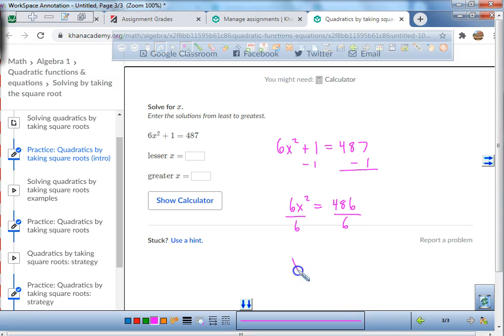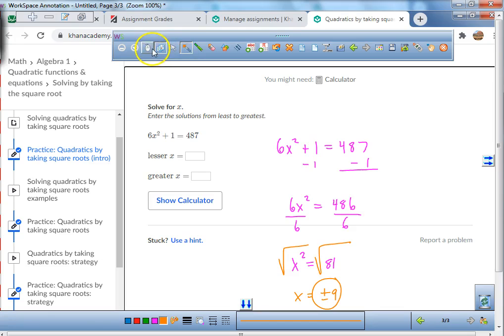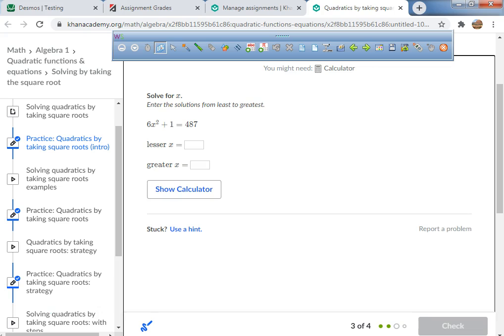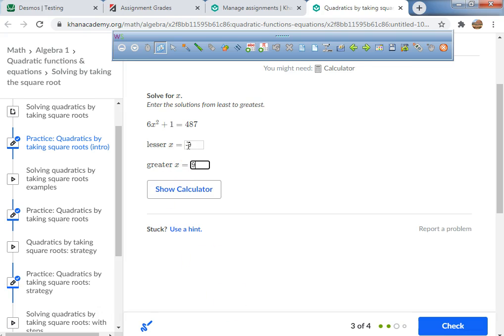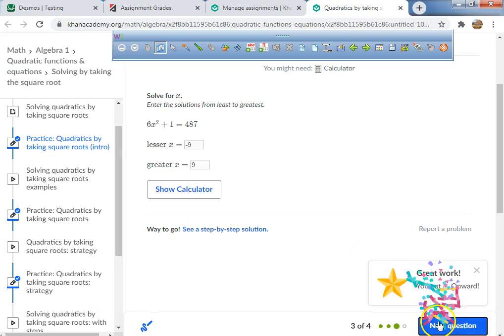All right, so we get x squared equals 81. And the final step, what do I do? Take the square root, and I get x equals plus or minus 9. So I'm going to put a negative 9 here and a positive 9 here. Just make sure when you do it, put the lesser where the lesser is and put the greater where the greater is. Otherwise, you'll get them wrong.